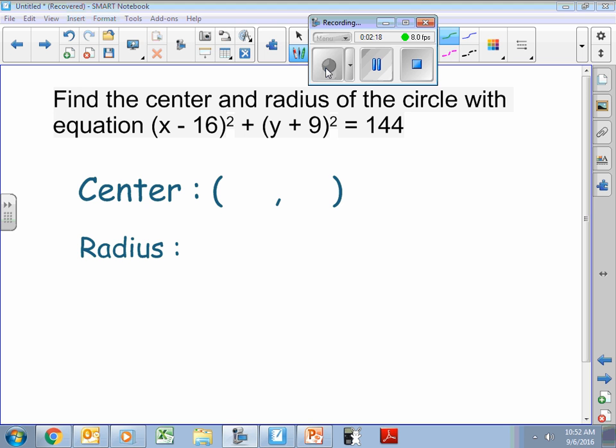Someone say the center, please. -9. Yeah. If I said check your 9, remember it has to be the opposite. Someone else said the radius? Squared. Good. Anybody got a question on this?